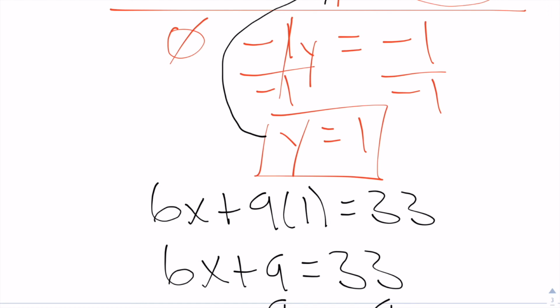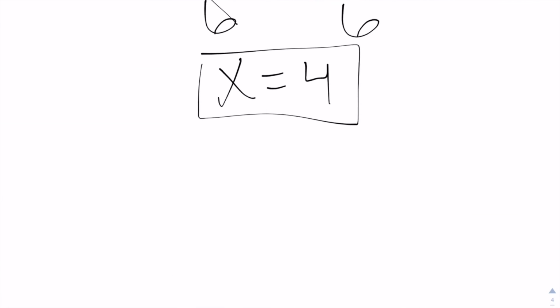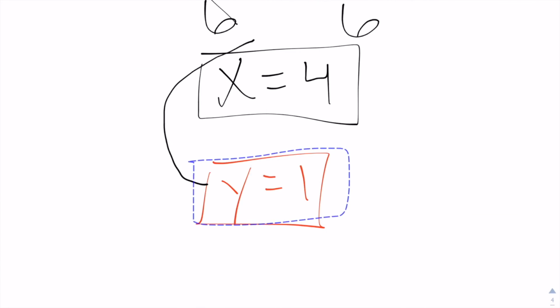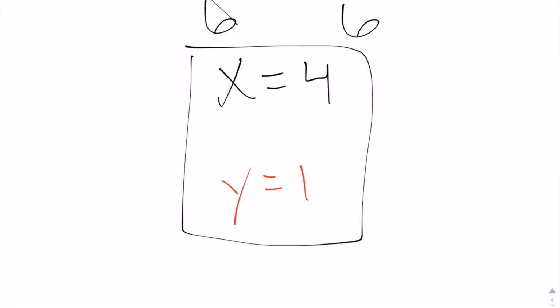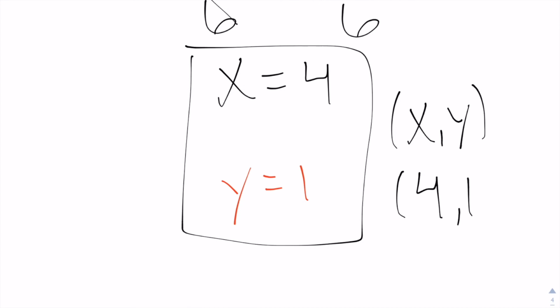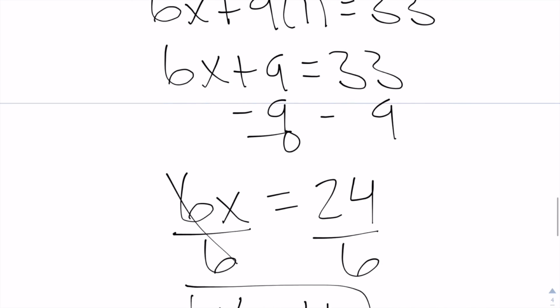And let's make a copy of this one here. Paste. There's our answers. And as a point, remember it's x comma y, it's going to be 4 comma 1. Okay? And that's both examples.